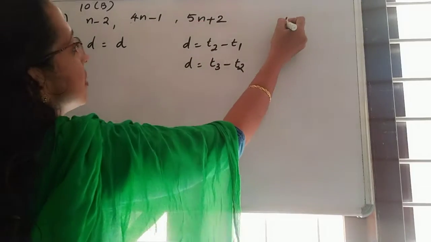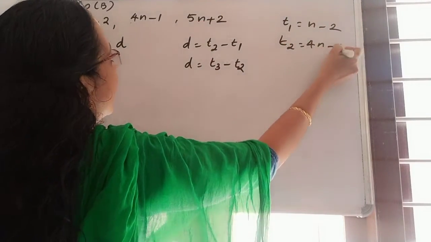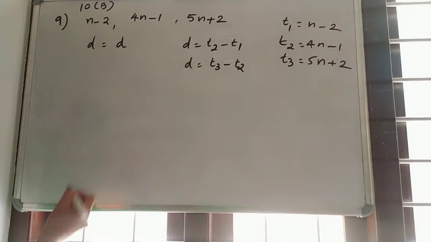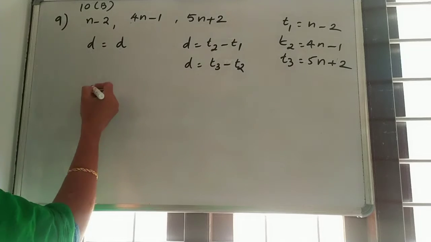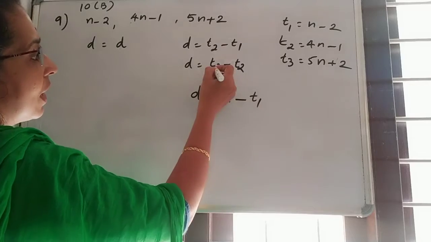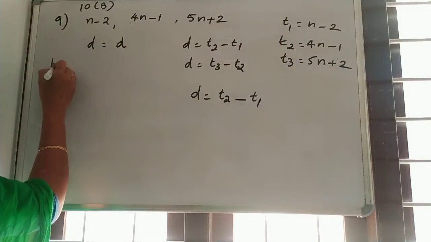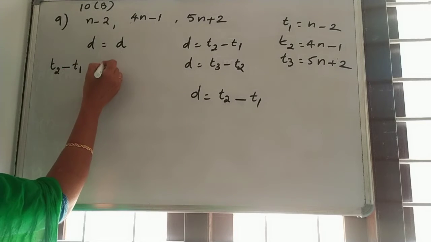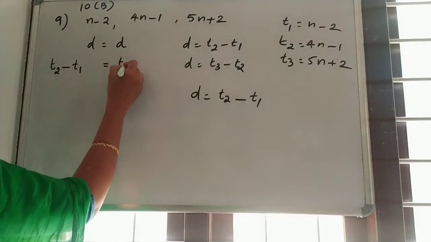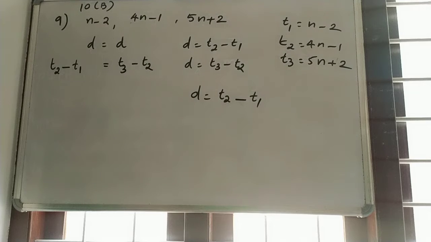We have T1 is equal to n minus 2, T2 is equal to 4n minus 1 and T3 is equal to 5n plus 2. So what about T2 minus T1? D is equal to T2 minus T1 and we can write D is equal to T3 minus T2. So instead of this D we can replace it as T2 minus T1 and this D we can write as T3 minus T2, since D is same, since they are in AP.